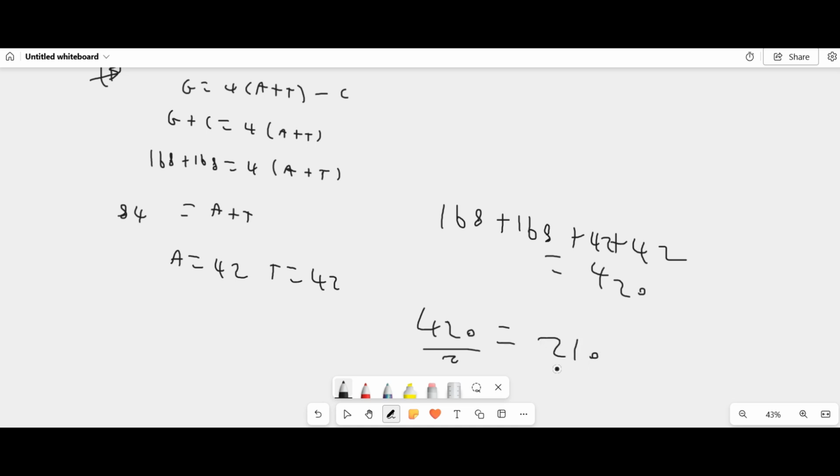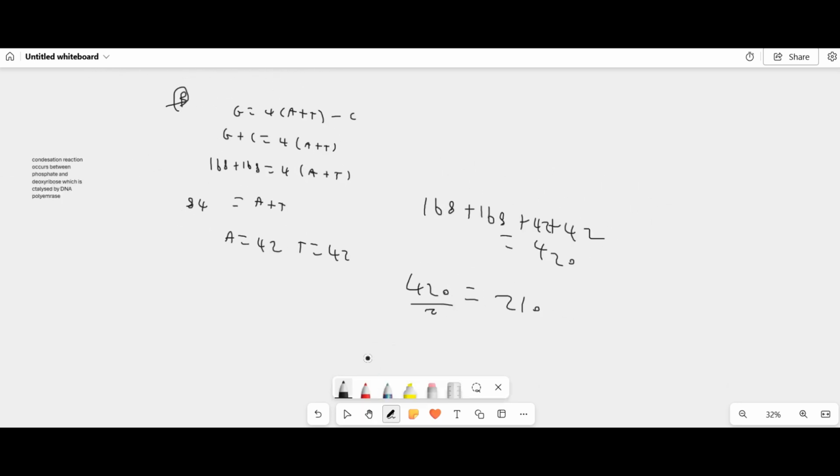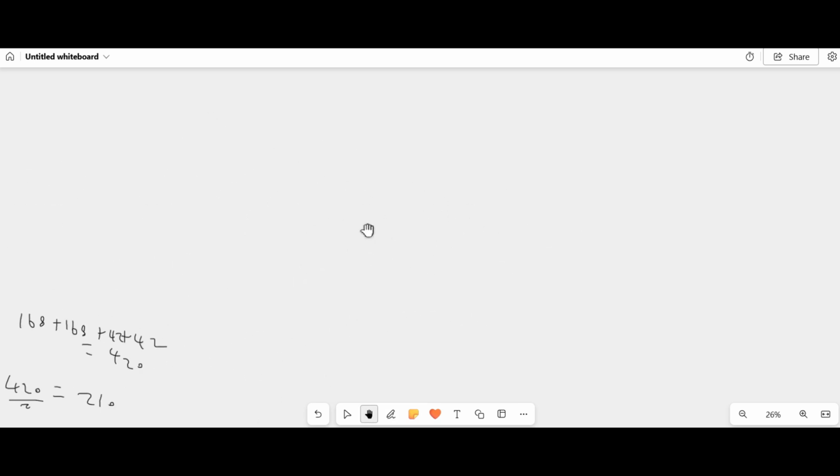Which is 210. Now, to make an amino acid you need a codon, a triplet. So to find out how many codons, you have to divide by 3, because there are 3 bases per codon. Divide by 3 and you get 70. That's the final amount.